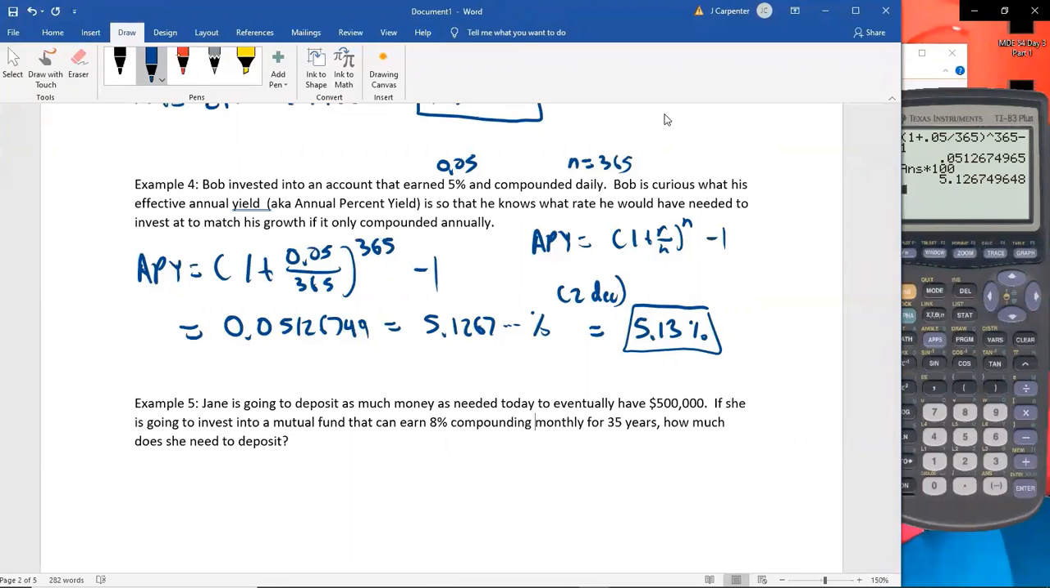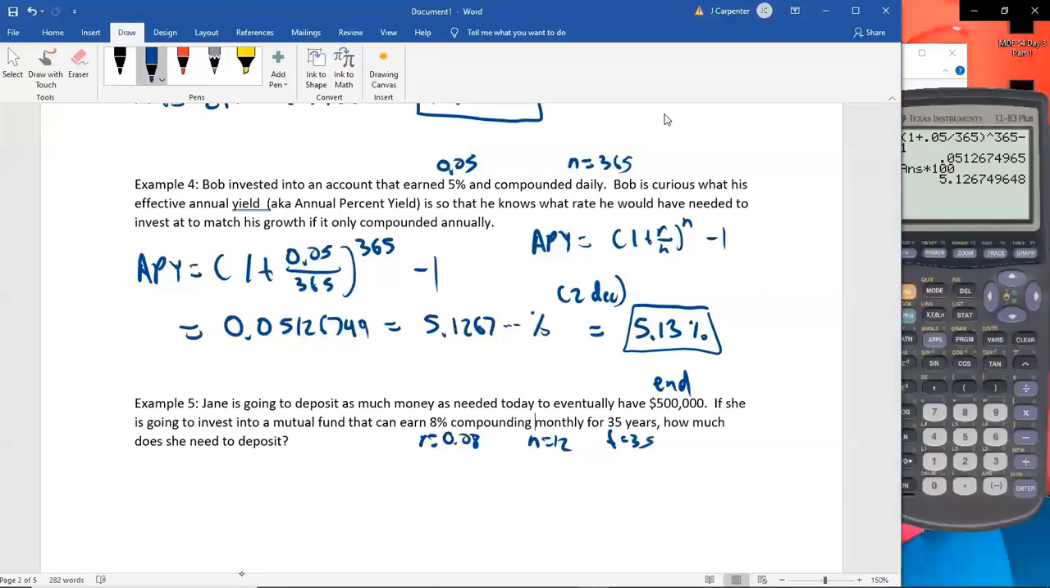So $500,000 is our known dollar amount, but is it the start or the end? Well, I think with the phrasing, it's very clear the end. This 8% says the R is 0.08. We're compounding monthly, so the N is 12. We're doing this for 35 years, so that's 35. How much does she need to deposit to make this happen?